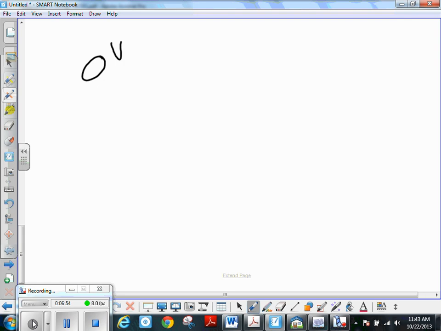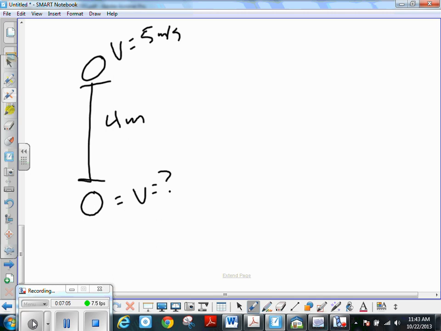Let's say I have an initial velocity of 5 meters per second, and let's say I fall 4 meters, and I'm trying to figure out what my velocity is now. Okay, so this is a little bit more intricate, because at the top I have potential plus kinetic, and that equals kinetic at the bottom. Okay, so this is different. So we say mgh plus 1/2 mv squared equals 1/2 mv squared.